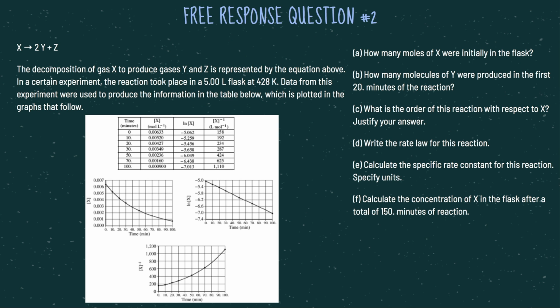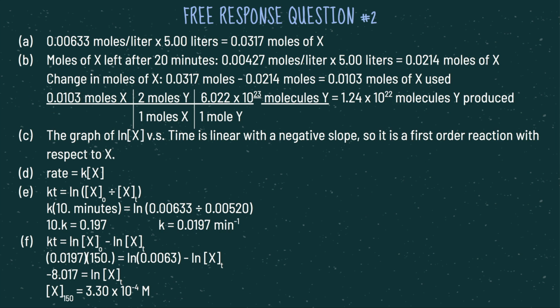Part F wants us to calculate the concentration of X in the flask after 150 minutes. Another version of the equation used in Part E is kt equals the natural log of the initial concentration minus the natural log of the concentration at that time, and that was derived using log properties. And at the end, you have to use e to get rid of the natural log and find the concentration, and that is not shown on the slide, but it is the last step.